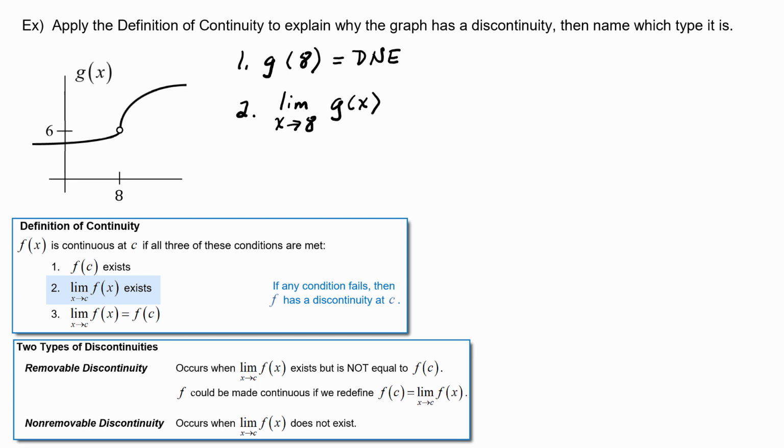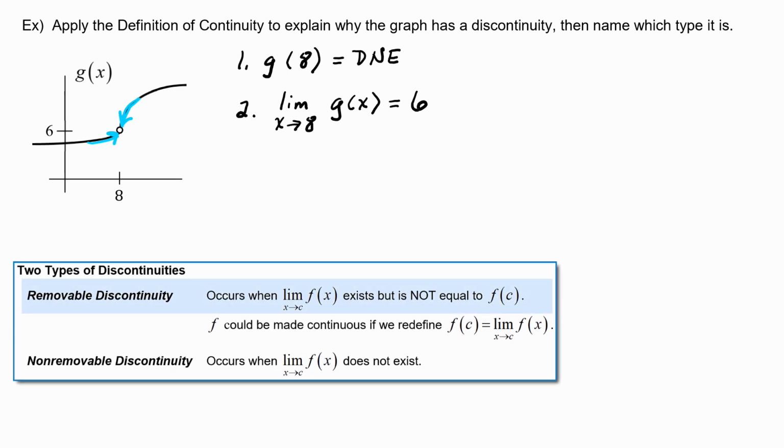Now, in this case, we can do a two-sided limit because we see that as x approaches 8 from the left, the y value is going to 6. As x approaches 8 from the right, the y value is also going to 6. So this two-sided limit exists and is equal to 6.